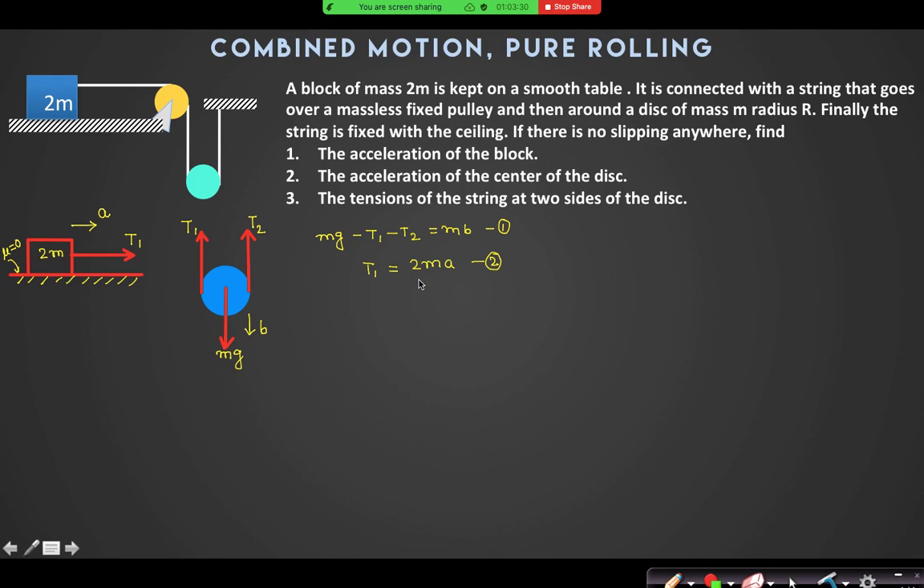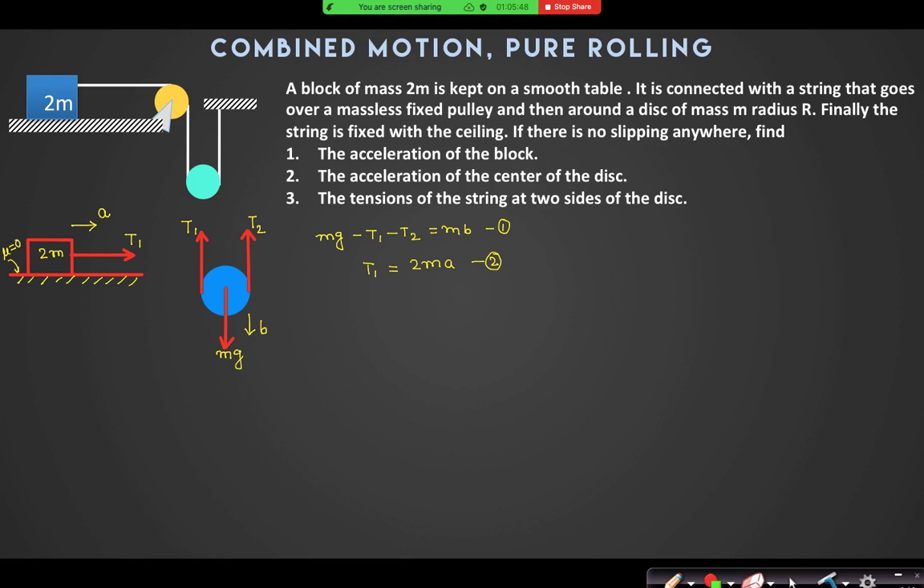How many unknowns? Sir, there are four of them: A, B, T1, T2. Four unknowns are there, right? I will need another equation. What equation will I get? Sir, I hope it is the torque equation. Yes, torque equation.